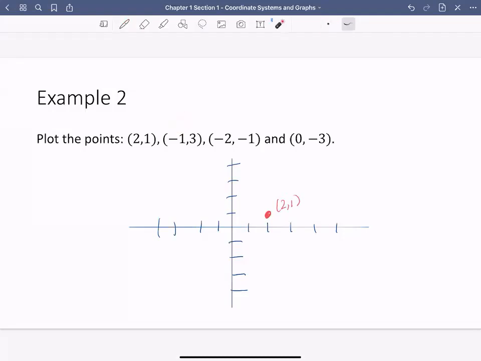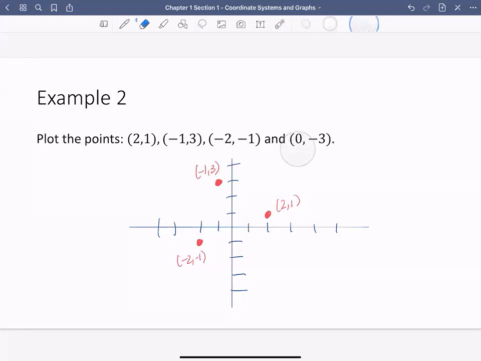My x value here is -1, and my y value is 3, so x is -1, to the left of my origin. And it's positive 3, so I'm going to go up 3, 1, 2, 3, so it's right there. So this now is the point -1, 3. Next, I have the point -2, -1. So -2, and then now I go down 1 because it's negative, so I'm right here. So -2, -1.